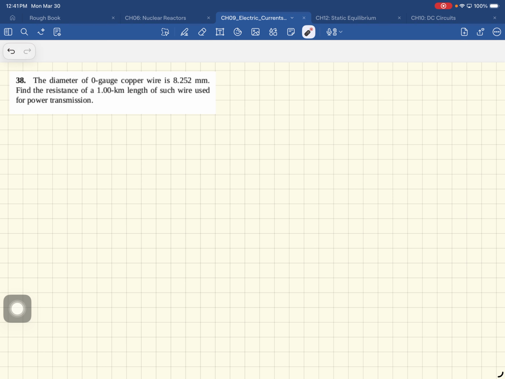All right, so in this problem, they said the diameter of a zero gauge copper wire, so you see, smaller the gauge number, thicker the wire, is 8.252 millimeter. Find the resistance of a 1 kilometer long length of such wire used for power transmission. Resistance is resistivity times the length divided by area of cross section.